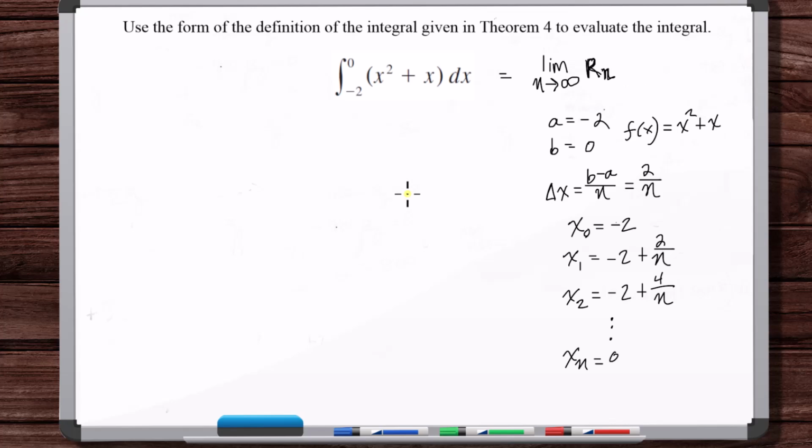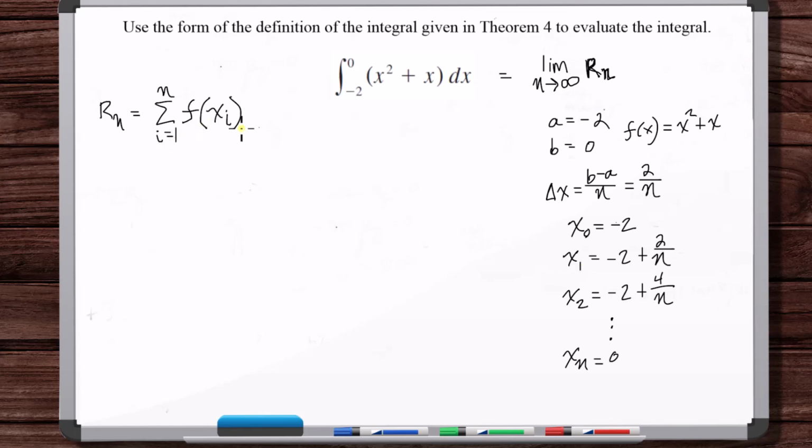So R sub n is equal to the sum from i equal to 1 to n. The way these sums work is that i corresponds to the rectangle. With i equal to 1, you're at the first rectangle, i equal to 2, the second rectangle, all the way to the nth rectangle. So for each i, we want to evaluate the function at the right endpoint, which in this case is x sub i. When i is equal to 1, we plug x1 into the function to get the height.